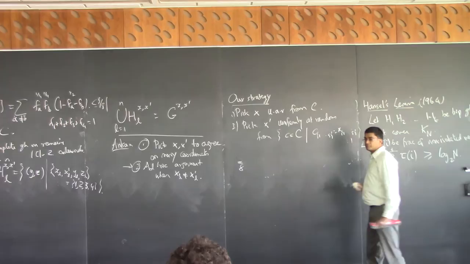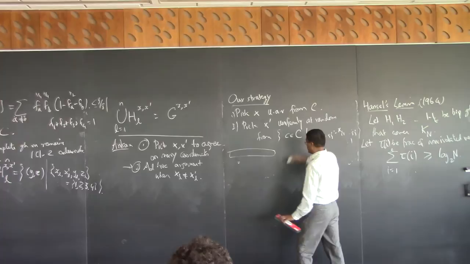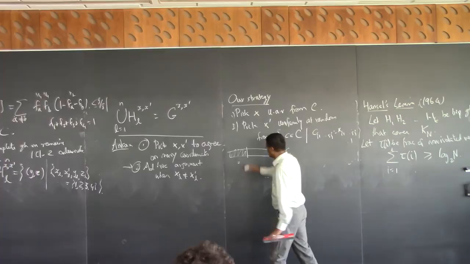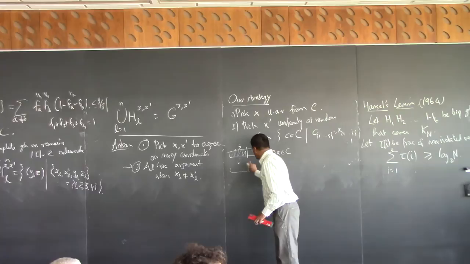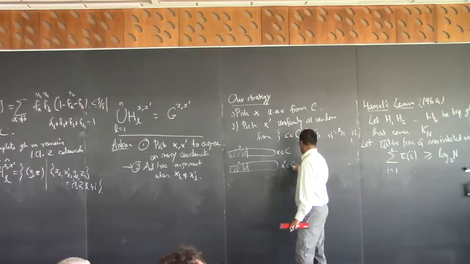Again, what do I do? X is a completely random code word. Then I will go to the subcode where I'll pick some parameter s carefully, and this is picked in a very similar way to Arikan's proof. And I'll pick x prime to completely match x here. Subject to that, it's random. So it's a choice here.